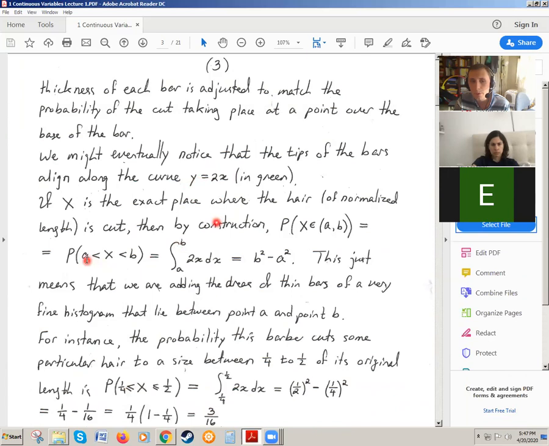In particular, suppose I want to know the probability that the cut is made between some point A and some point B. It's just the integral from A to B of 2x dx. Why is that? This integral is nothing more than a fancy way of saying add. You are adding all the bars. The thickness of the bars is dx, and the height is 2 times x. And 2x times dx is the area of one such bar.